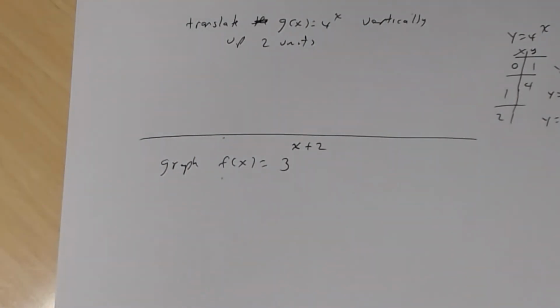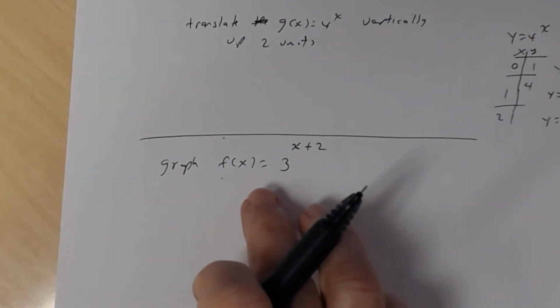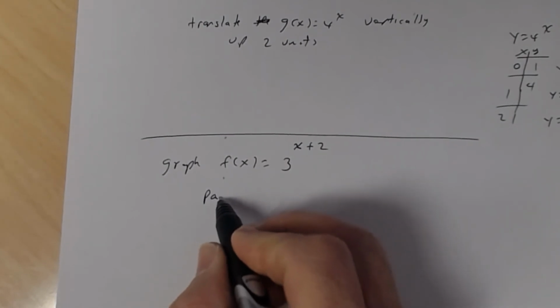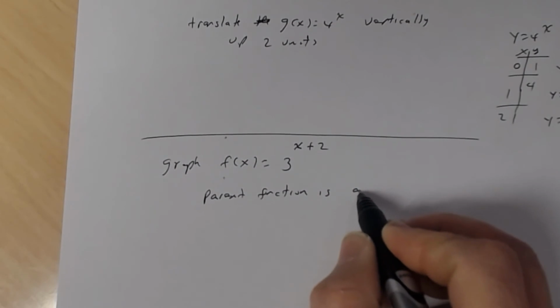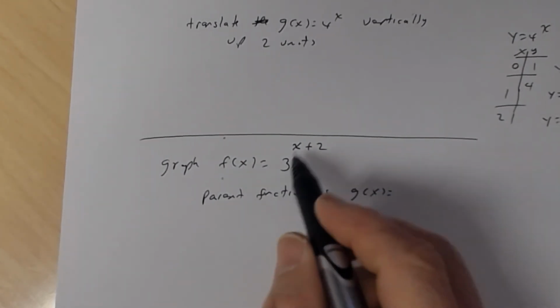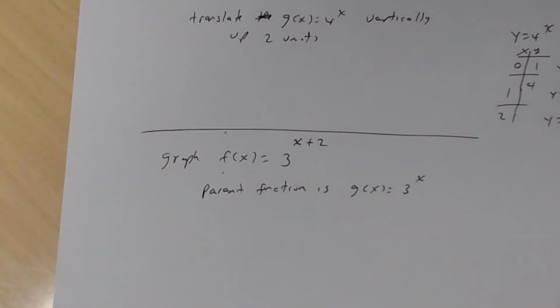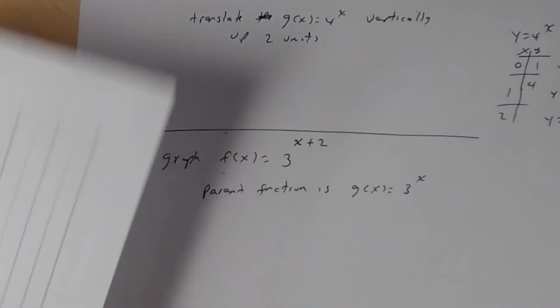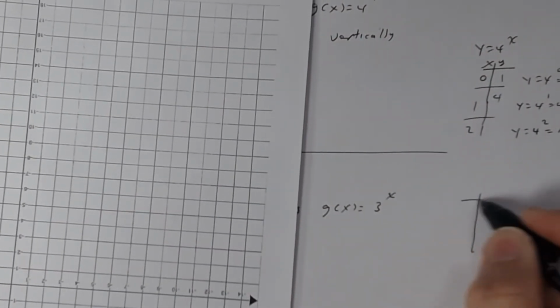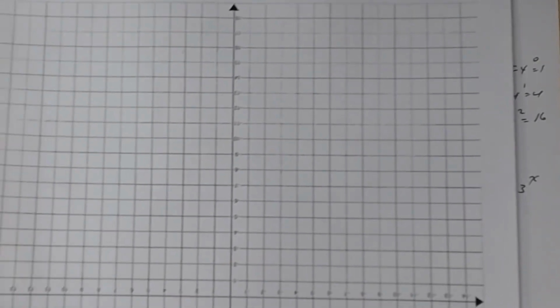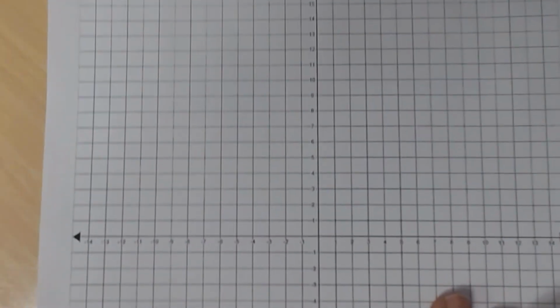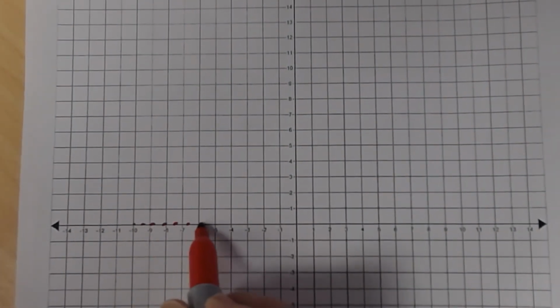What's the first thing you do? Well, the first thing you do is find a parent function. The parent function is g of x equals the base raised to the x power. Once you get the parent function, you graph it. So I'm going to graph the parent function, using the t-table to help us. We're going to graph y equals 3 to the x. I know that the horizontal asymptote for the parent function is the x-axis. So I draw the horizontal asymptote.